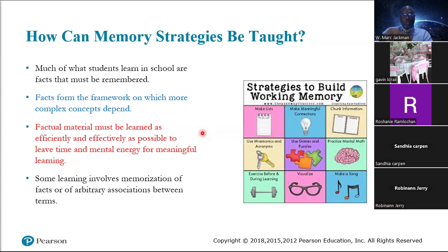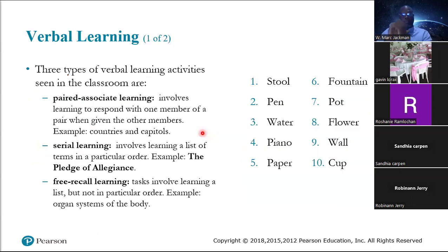So much of the facts that students learn in school can be remembered. And these facts, of course, will form a framework for more complex concepts. Factual material can be learned as efficiently and effectively as possible, and then you have to leave time and mental energy for meaningful learning. Some learning involves memorization of facts or arbitrary association between terms. So some learning, you just have to learn all this stuff. Some you have to delve into deeper understanding.